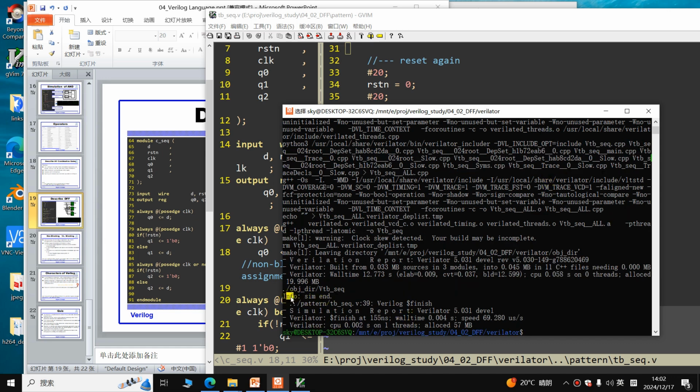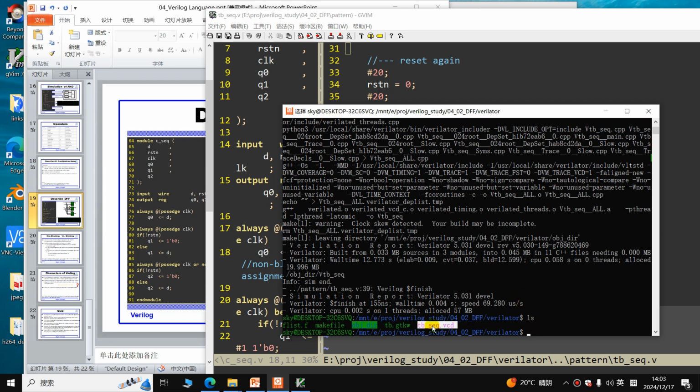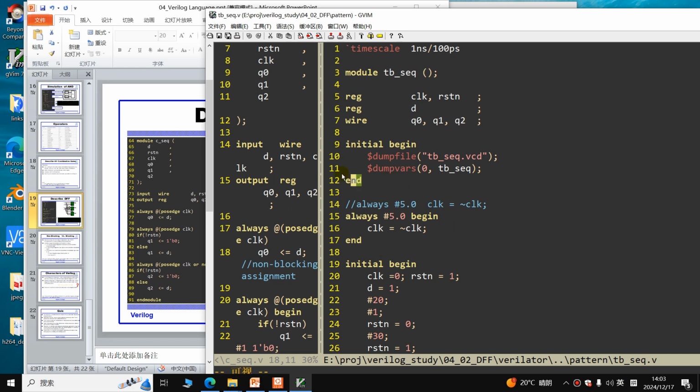Okay, it informs us the signal has ended, and this is because it executes the finish statement at a certain line of this file. You can see this is the waveform. This is because we have this statement here. It will save the waveform for us, and the signals under this hierarchy will be saved.